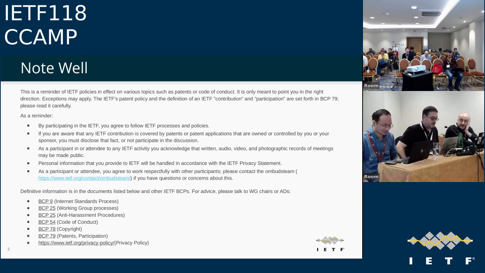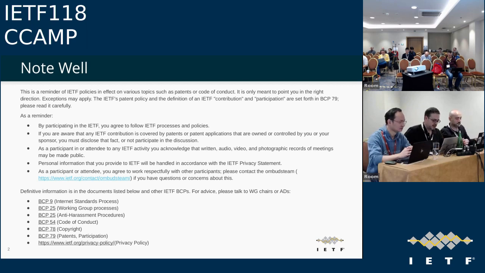At this point of the week, you are probably already familiar with all the Note Well details, but basically the point here is to follow the IETF rules, so be aware of all the processes and policies of the IETF in terms of patent disclosure, in terms of privacy of personal information, and also the way of running the meetings, this respectful way of working with our colleagues.